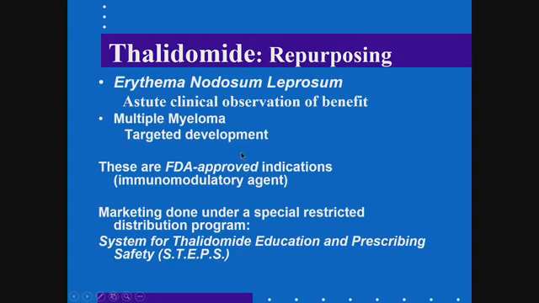Years later, the drug was actually studied in the condition of multiple myeloma, again a form of cancer, this time through targeted drug development. In any case, these are now two FDA-approved indications. This is an immunomodulatory agent. Marketing is done under a very special and very restricted distribution program referred to as System for Thalidomide Education and Prescribing, but a very good example of drug repurposing.